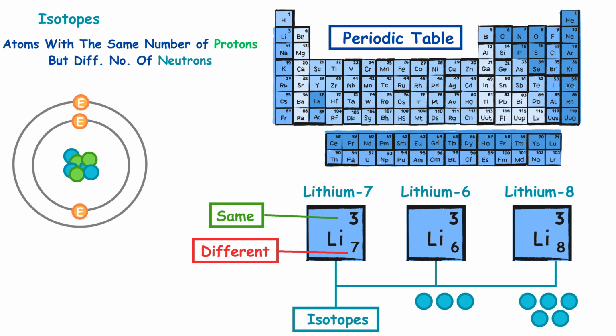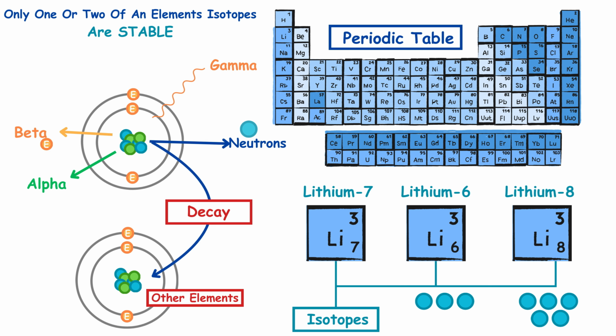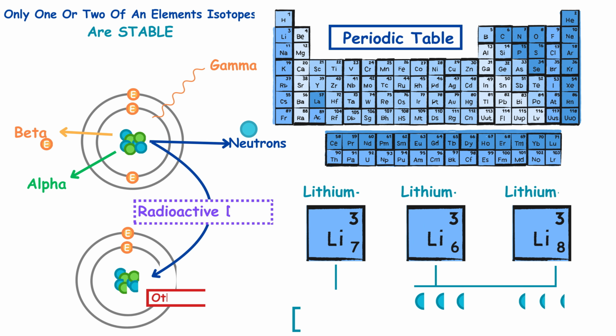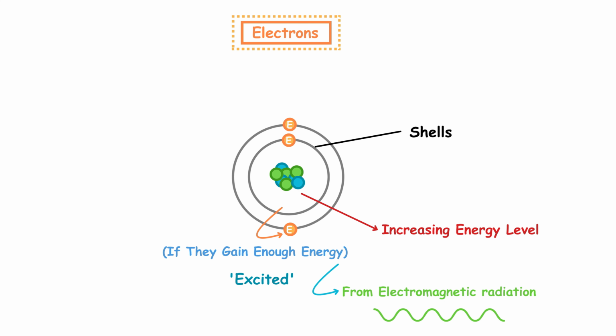Usually, only 1 or 2 isotopes of an element are stable. The rest are unstable, and they decay into other elements by emitting radiation such as alpha, beta, or gamma radiation, or sometimes by just emitting neutrons. This process is called radioactive decay, and we'll take a closer look at it in the next video. For now, let's focus on electrons.